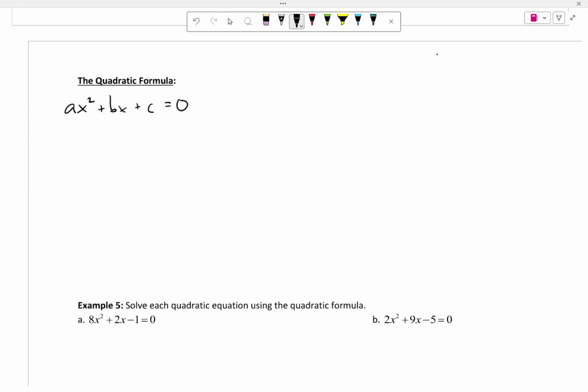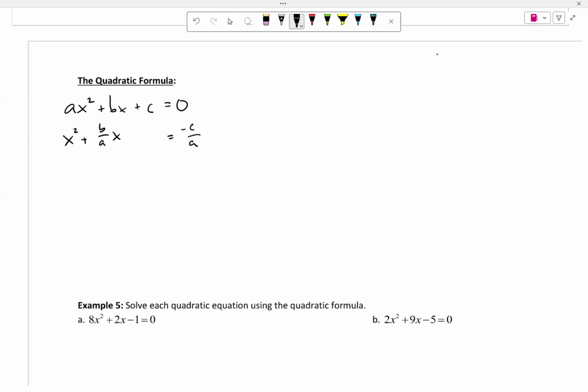The first thing we have to do is, I'm going to do 2 steps at once. Subtract the c and divide by a. What do you think? And of course, I'm going to leave a big blank spot there in order to complete the square. Okay, so we have x squared plus b over a x equals negative c over a.